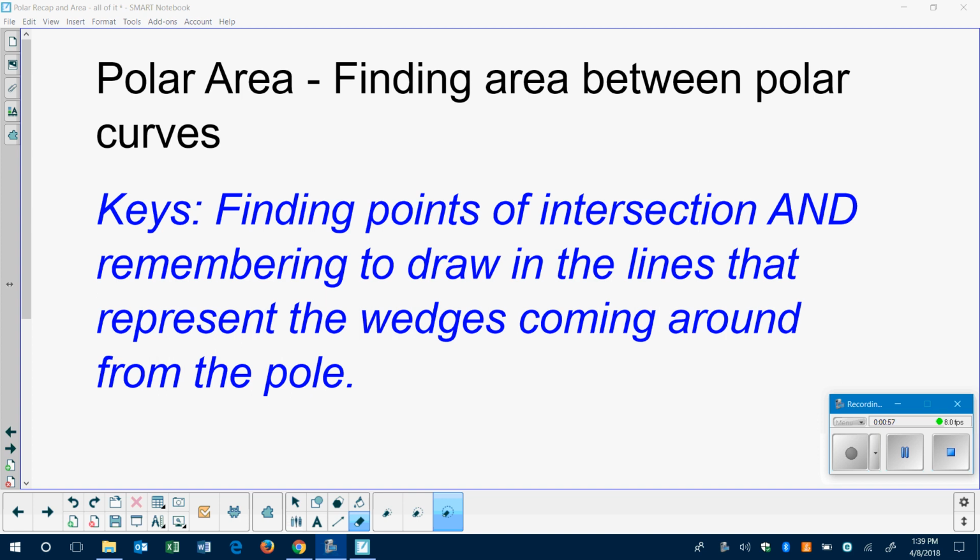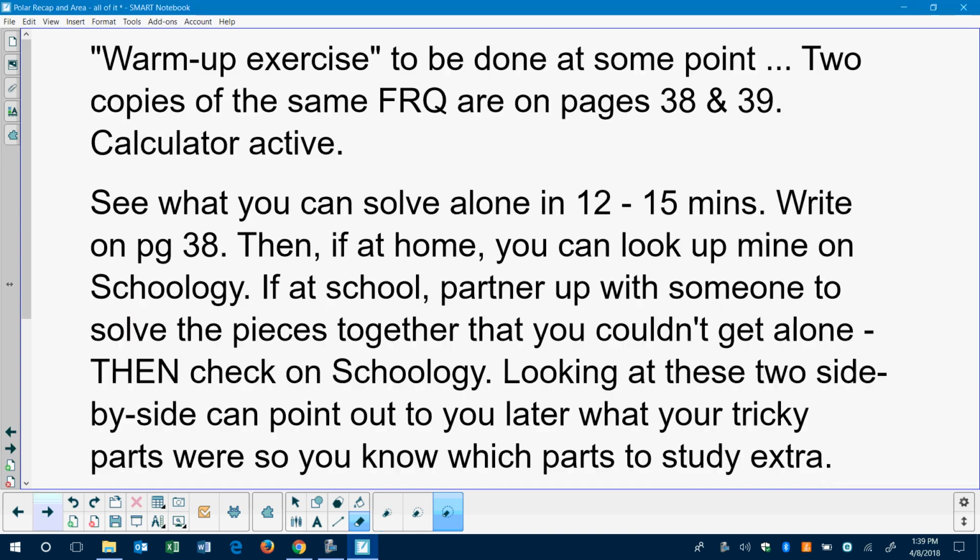And then the other key, and this cannot be emphasized enough, is to remember to draw in or at least think about the different wedges and how they come into play as you sweep around the curve. And that's going to be important because you can't just be thinking top and bottom like you can in rectangular life. You have to be thinking about all of those wedges and how they interplay between the two curves. You'll see more about that as we go through.